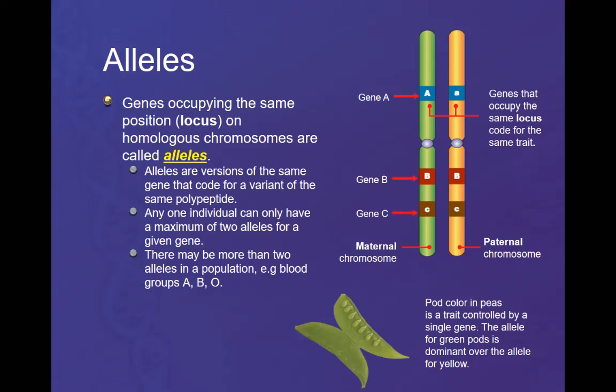Any individual, barring some sort of chromosome number mutation, will always have two copies of any particular gene, meaning they can have a maximum of two alleles for any given gene. However, we'll talk more about this later, there may be more than two alleles possible for a particular gene. A good example of this is blood type. You can have allele A, allele B, or allele O, but you can still only have two of them. You can't have all three because you only have two chromosomes, one from mom and one from dad.